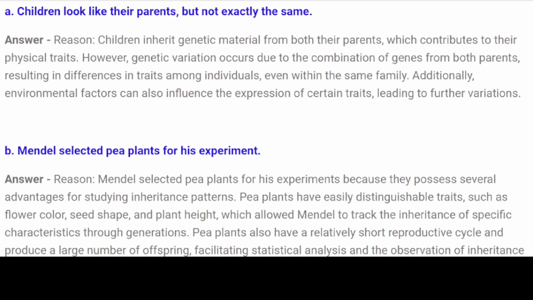B. Mendel selected pea plants for his experiment. Answer: reason.